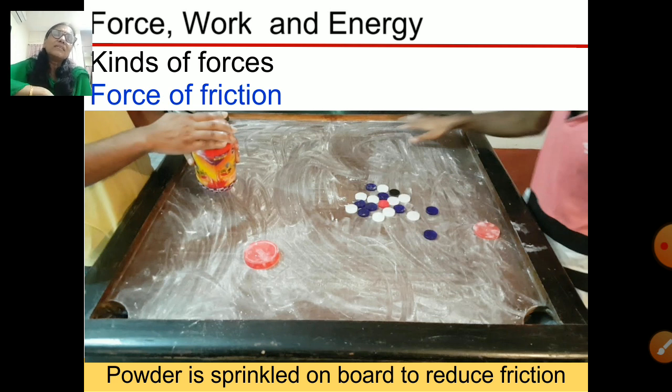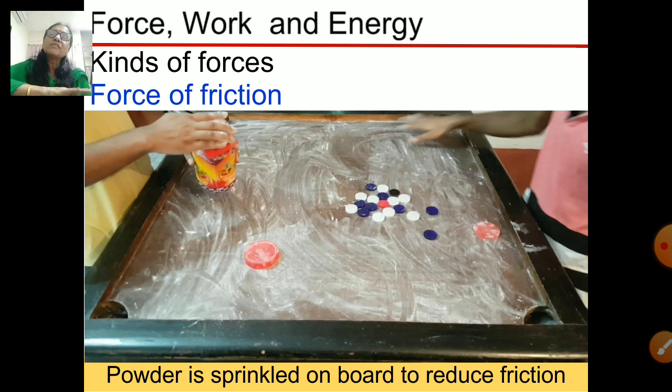Now, see here. What is this? This is a carom board. Very well known. You know how to play carom, right? And you are also familiar with what is happening on the carom board. What are they doing? They are putting some powder on it. Yes, you also do it. Why do you do it? So that your coins move smoothly on the carom board, right?